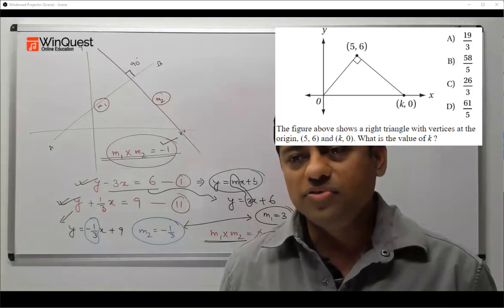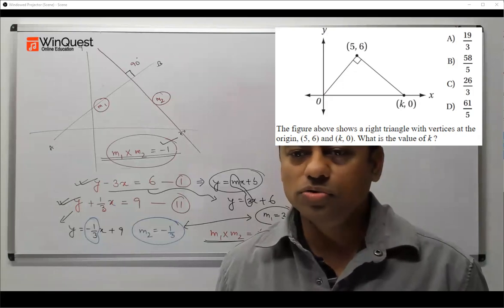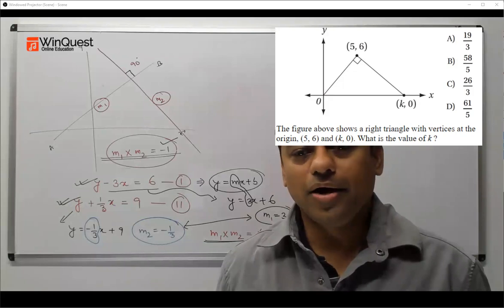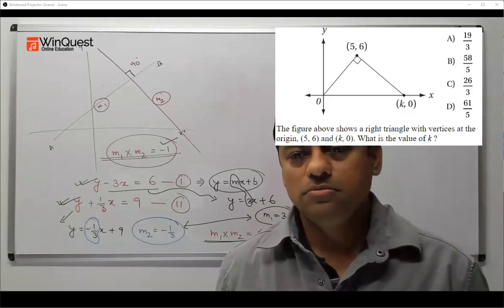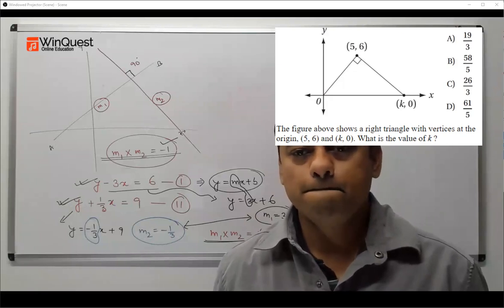Special triangles rule that we studied. Pythagoras rule that we studied. You have to use all of those. Now I am stuck. What should I do for this one? Totally stuck.